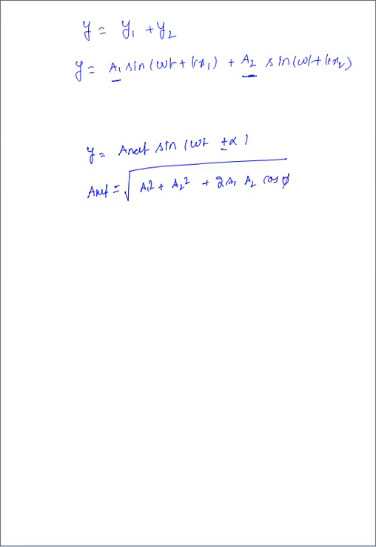So, if you observe here, A net square can be written as A1 square plus A2 square plus 2A1 A2 cos phi. Now, this amplitude we need to relate with the intensity.